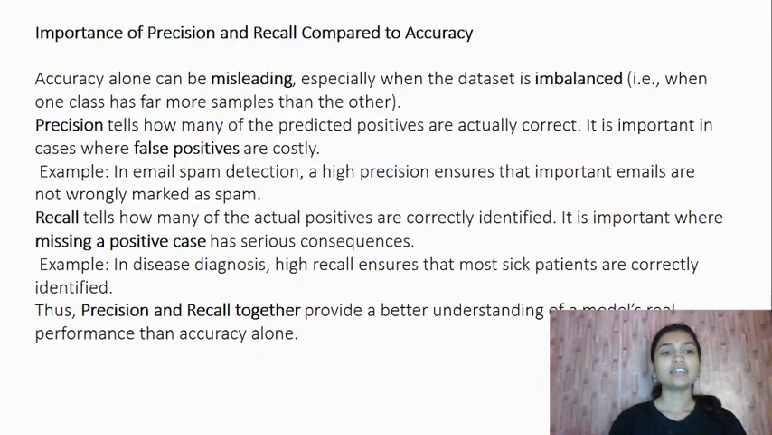Recall tells how many of the actual positives are correctly identified. It is important where missing a positive case has serious consequences. Its example is in disease diagnosis. High recall ensures that most sick patients are correctly identified. Thus, precision and recall together provide a better understanding of a model's real performance than accuracy alone.